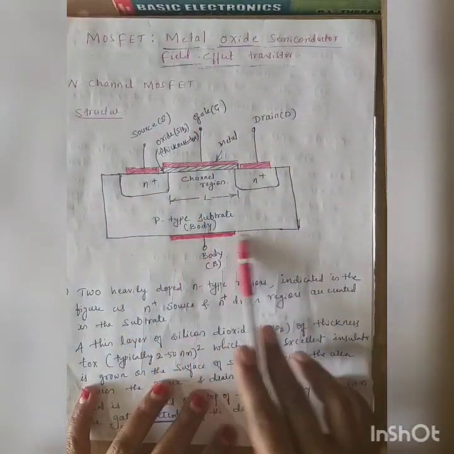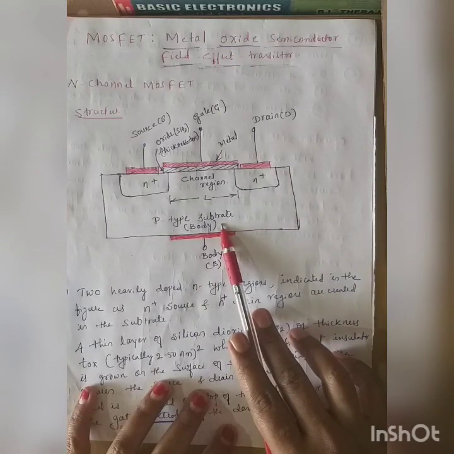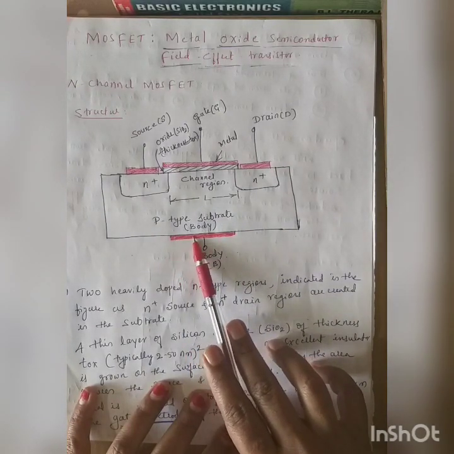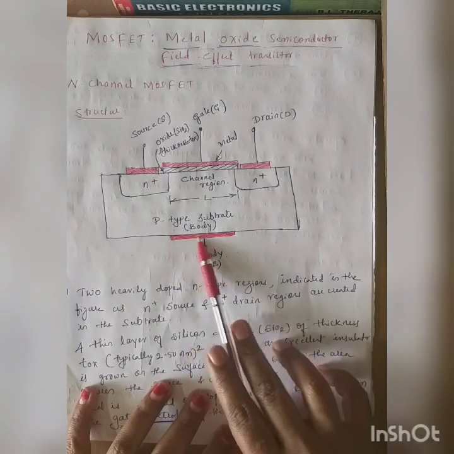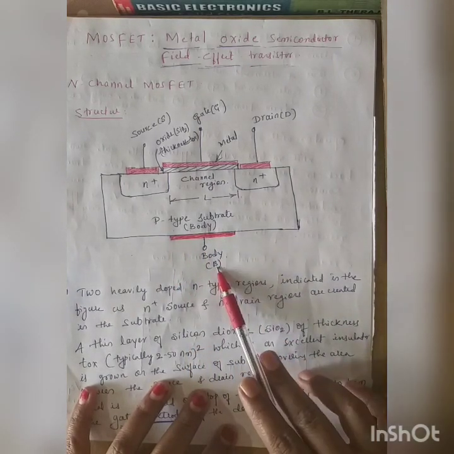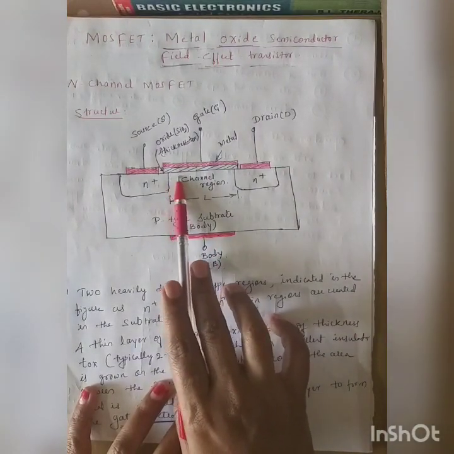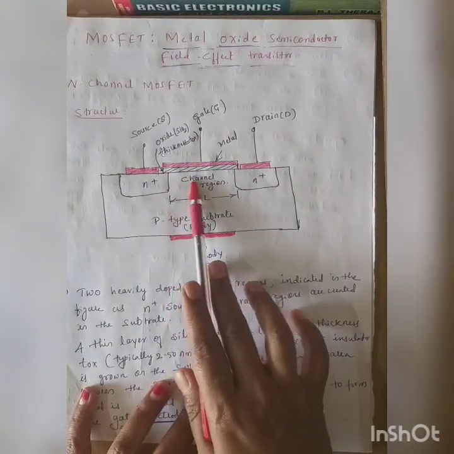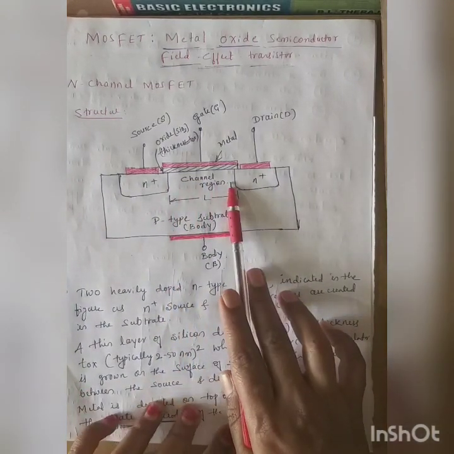Now this P type substrate we call the body, and even for this body there is a metal provided for connection. So this is called the body, which is denoted by B. And this space in between these two N regions we call the channel region.